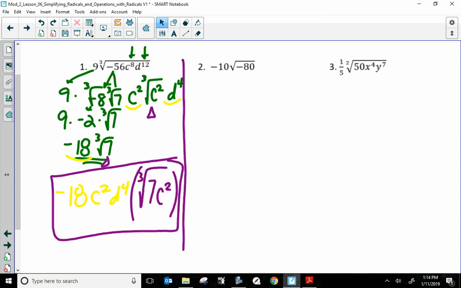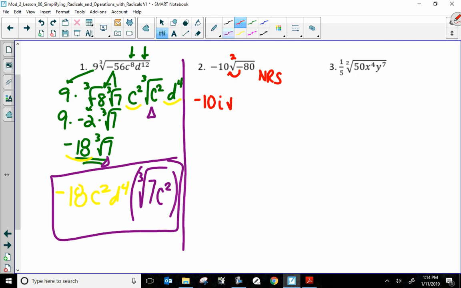Second one. Okay, this is a square root. First of all, I know this is no real solution. That's what I'm going to write for NRS. But we know how to handle negatives under a square root. Okay? It's going to be imaginary. So the first thing I'm going to do is I'm going to plunk this negative out and become an i. So it's -10i radical 80.